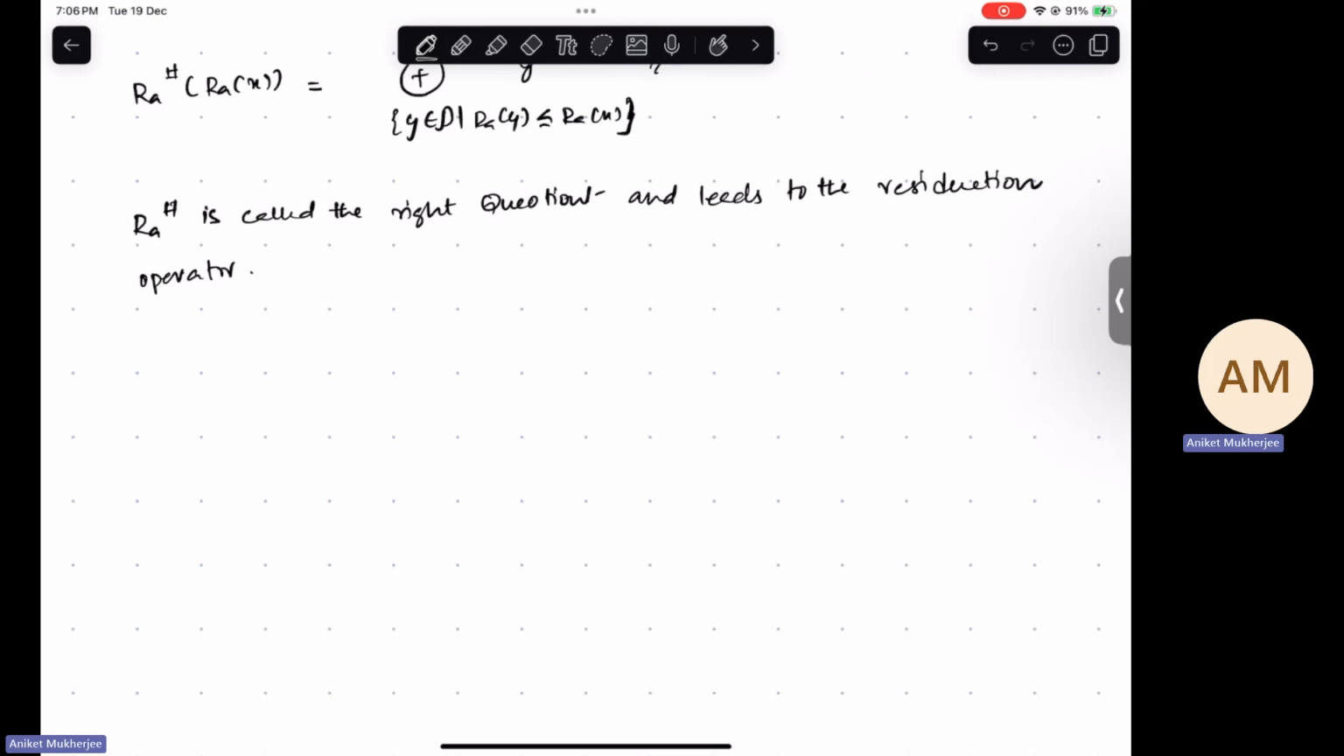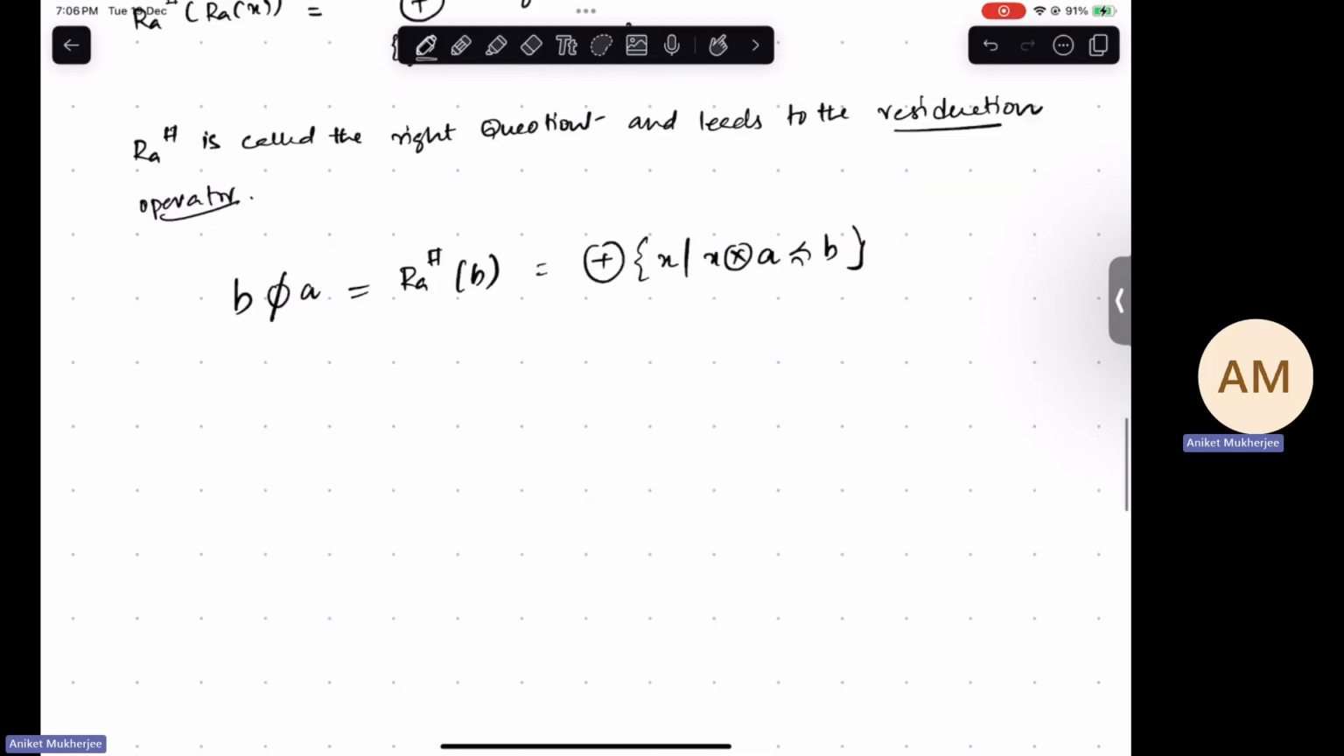We define R_A hash because it will be difficult to write R_A hash every time. So we'll define the residuation operator by the symbol R_A hash applied to B, over B. How is this defined? It is the sum over all x such that x times A is less than or equal to, in the dioid order, B. When I say X multiplied by A is less than or equal to B, what I imply by that is X is less than or equal to B over A.